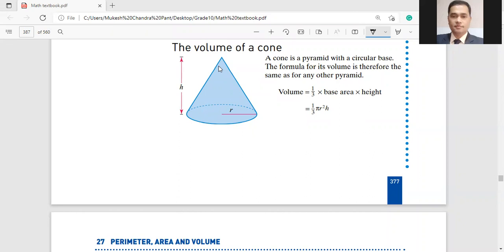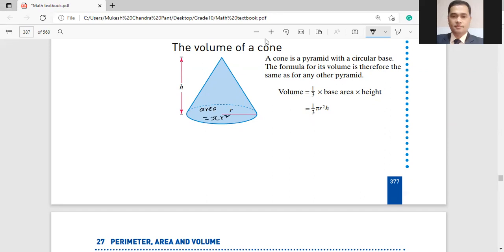So what is the volume of a pyramid? 1 over 3 base area times height. Same formula for the cone. But there is one thing in a cone: its base will always be a circle. So what is the area of a circle? You guys know the area of a circle is pi r square.